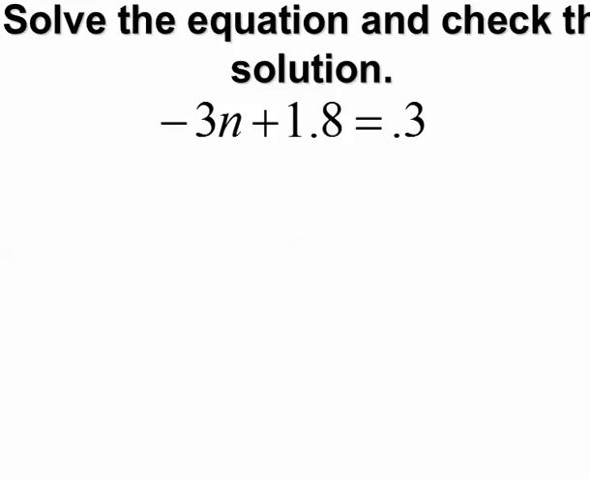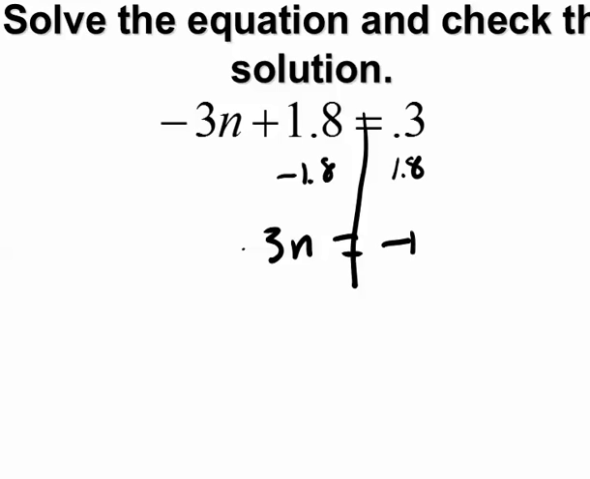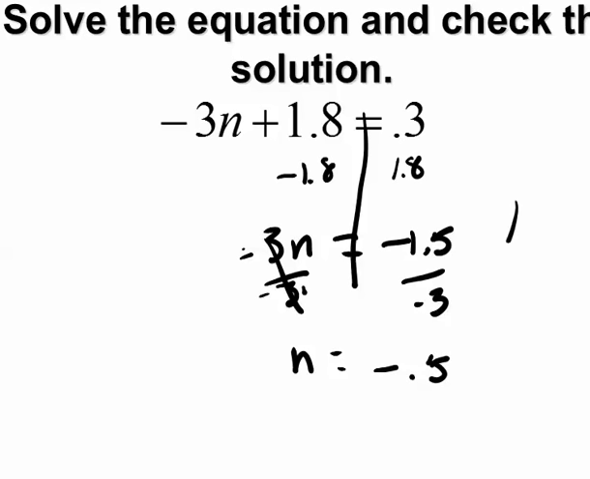Once again, we have decimals. We're going to subtract 1.8, which gives us a negative 3n on this side. 1.8 subtracted from 0.3 would be a negative 1.5. We are going to divide by a negative 3. N: 1.5 divided by 3 is a negative 0.5. Remember, 1.5.